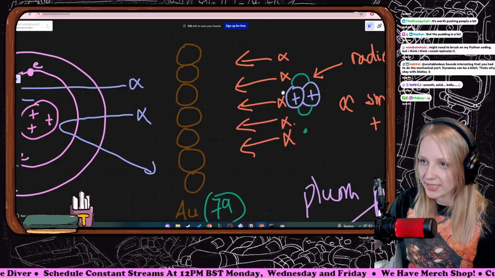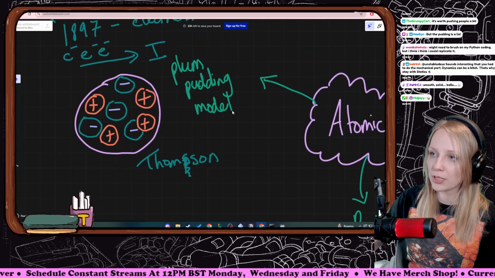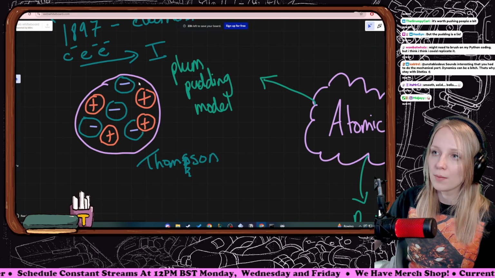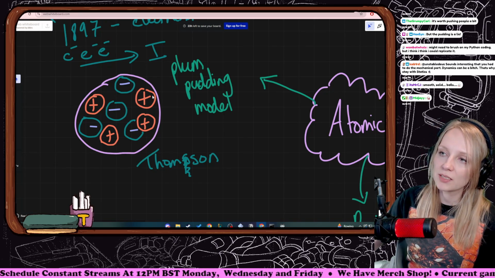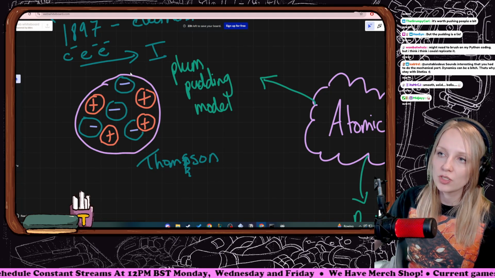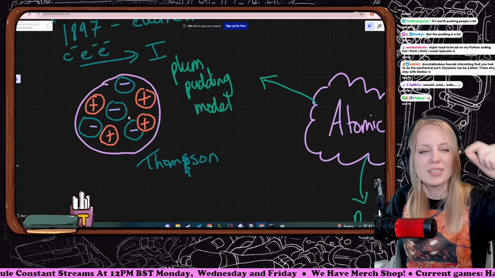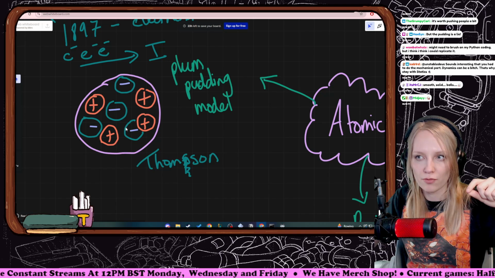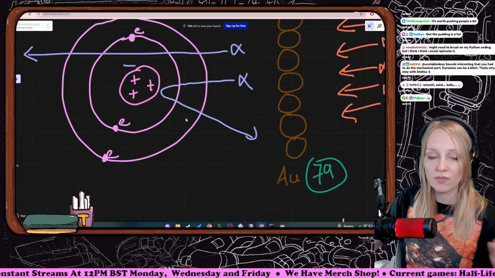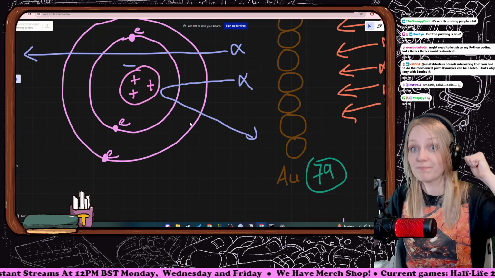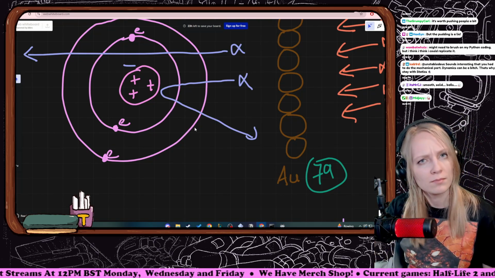And what they expected was that as the alpha particles go through the plum pudding, most of them would go through. But if an alpha particle came really close to an electron or a proton, or a positively charged particle, it would slightly bend because of the electrostatic force. In reality, what happened was a whole bunch of alpha particles got repulsed completely backwards. And they were like, what the hell?